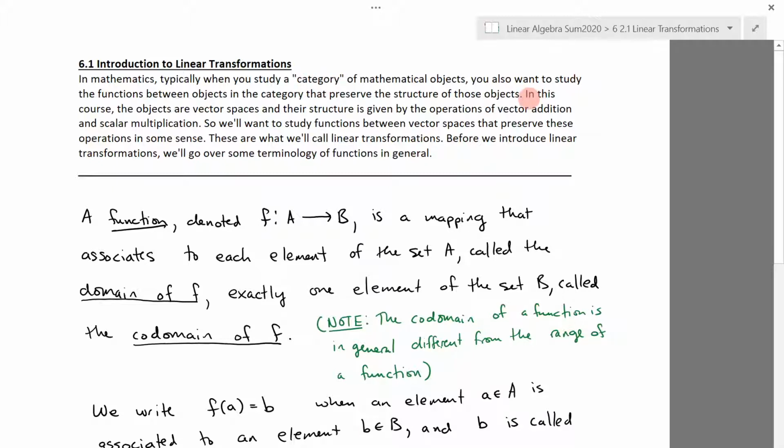Okay, so in linear algebra, the objects that we look at are vector spaces, and their structure is given by the operations of vector addition and scalar multiplication. So what that means is we want to study functions between vector spaces that somehow preserve these two operations, which we'll discuss in a little bit. So these are what we're going to call linear transformations. However, before we introduce linear transformations, let's go over some of the terminology that applies to any kind of function.